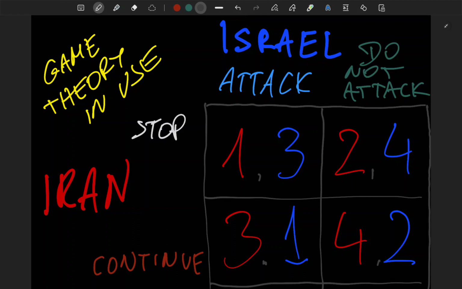The first number in each cell denotes Iran's preferences for that outcome, and the second number denotes that of Israel. Supposing that an Israeli attack cannot destroy all Iranian facilities, Iran mostly prefers outcomes 3 and 4 as compared to outcomes 1 and 2.